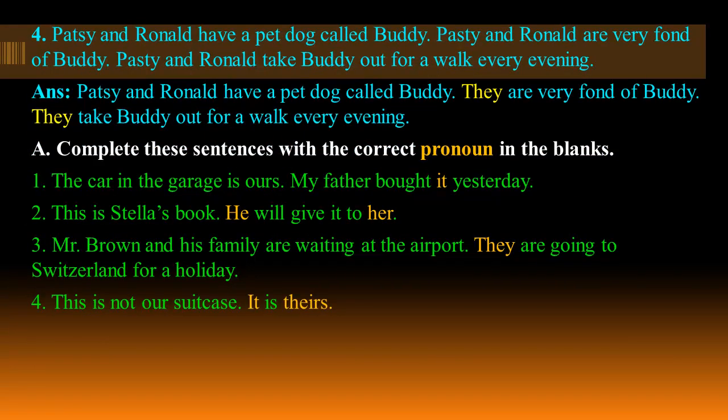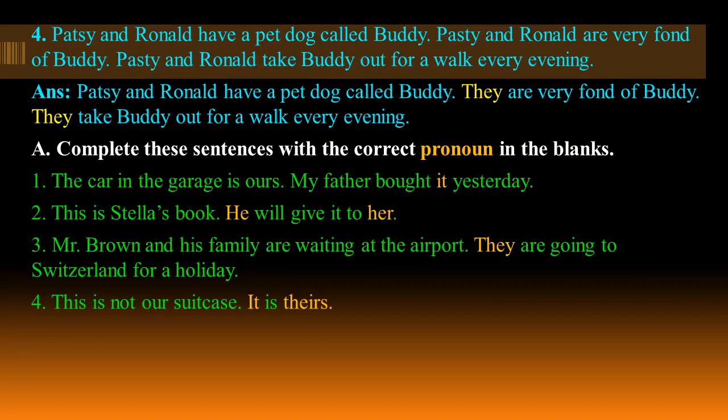Point number 4 is: Pastry and Ronald have a pet dog called Buddy. Pastry and Ronald are very fond of Buddy. Pastry and Ronald take Buddy out for a walk every evening. Students, have you noticed one thing? This sentence really sounds awkward because of the repetition. So what is the pronoun that we can use here, instead of using the names Pastry and Ronald again?